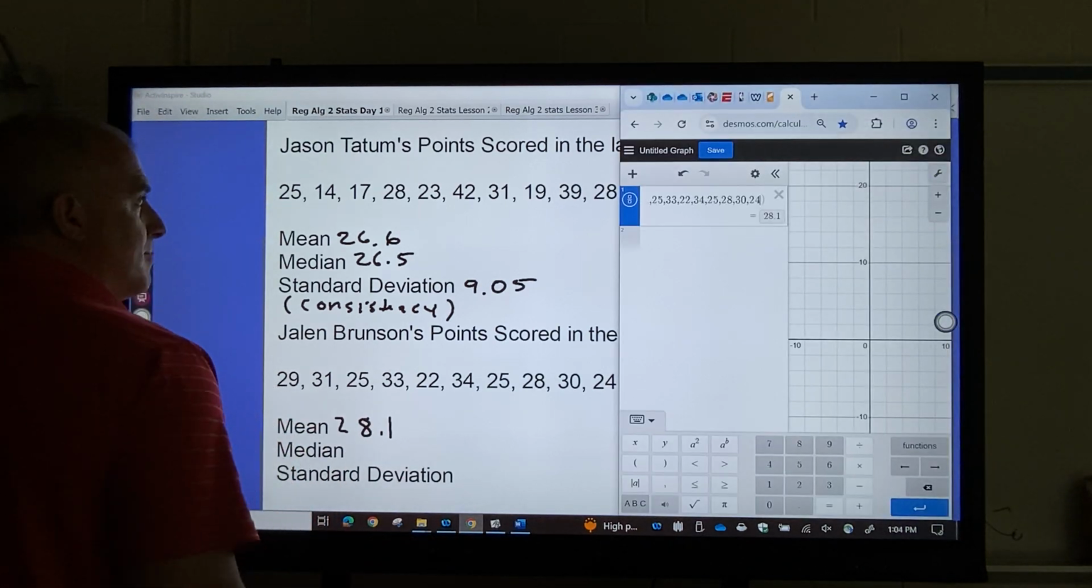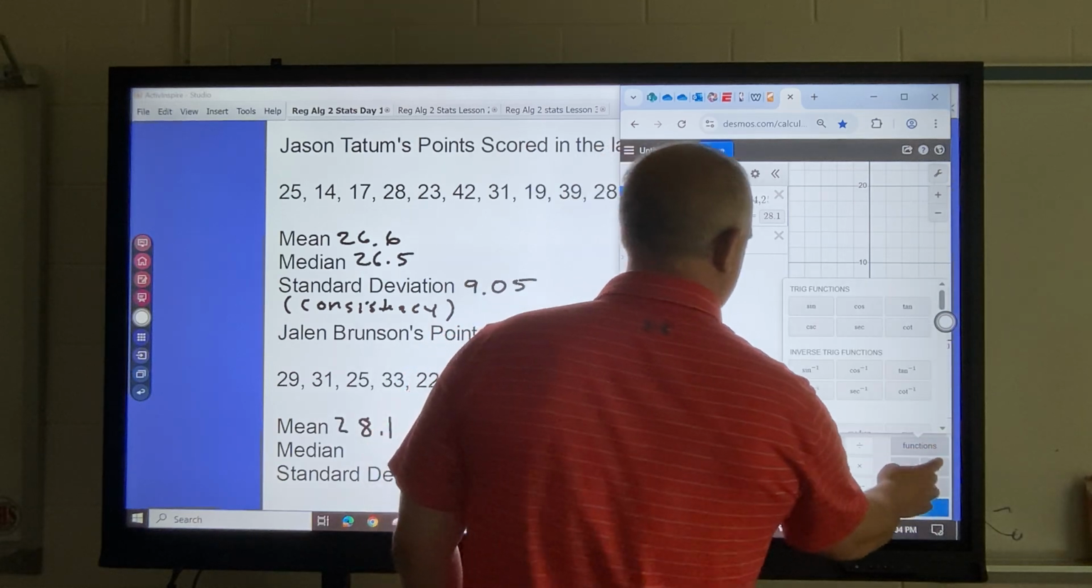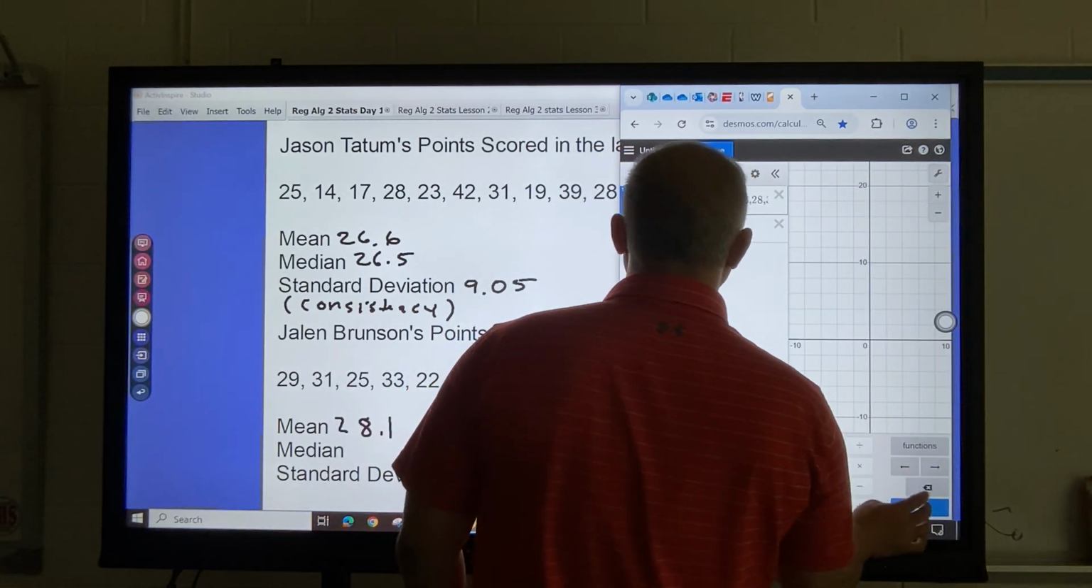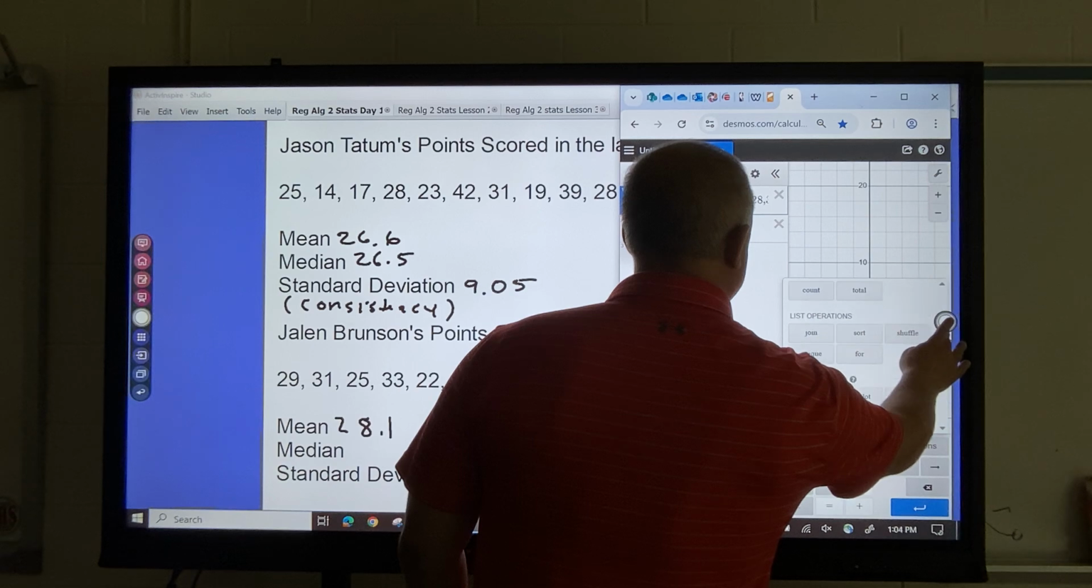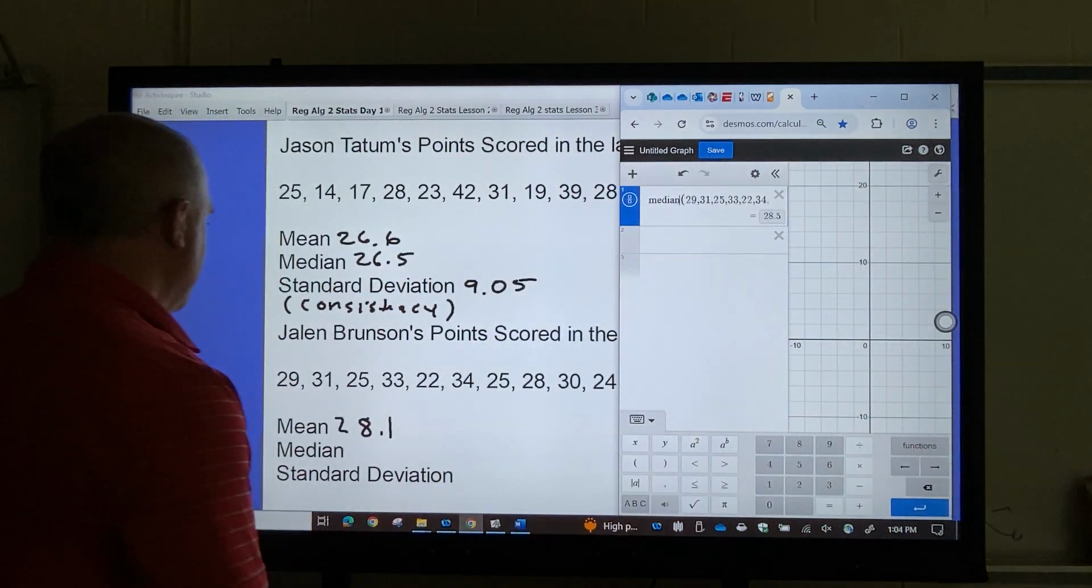To get the median, just click down here, delete mean, and just put median. This saves you a lot of time. And then just delete that parenthesis. 28.5.